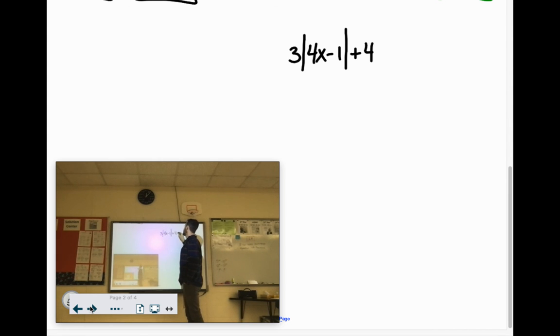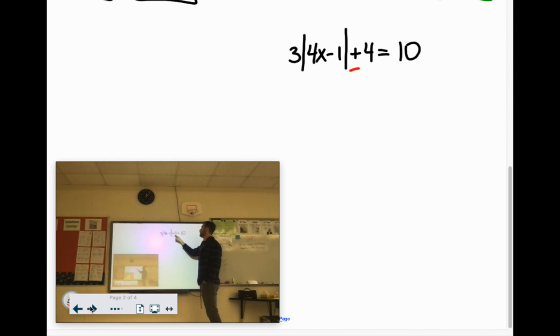Now, I want to take you extreme with this for a minute. We're going to make one up that's a little ridiculous. Let's go with this. First thing, we have to isolate the absolute value symbols. So we have multiplication there, we can divide by 3, but we do that second. First, we got to get rid of that 4. So we'll subtract the 4 from both sides.